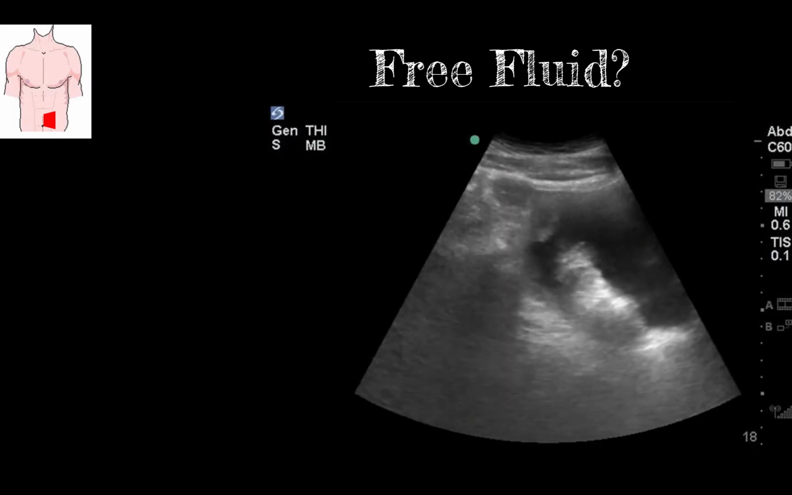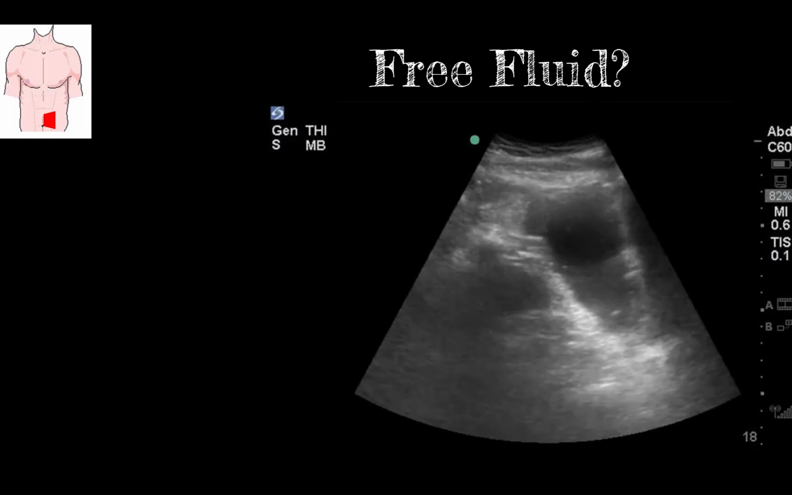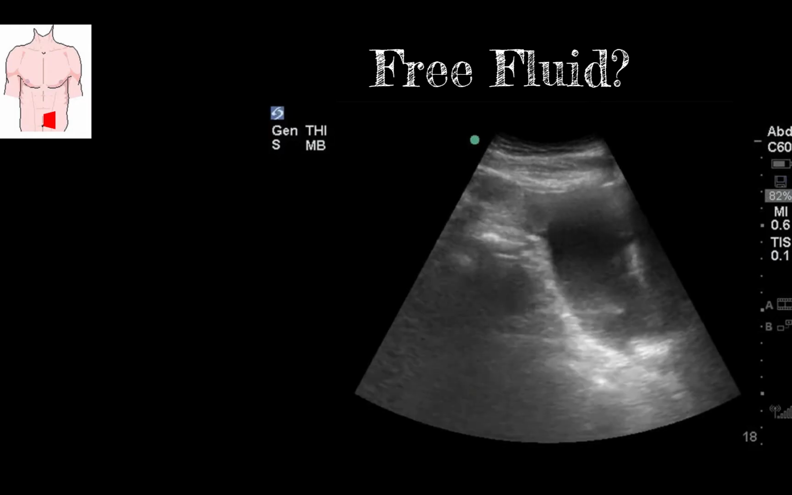But you can see those finger-like projections of bowel floating in fluid, and you can stop there because this is a positive exam. So let's review some of the pitfalls and pearls of looking for free fluid.